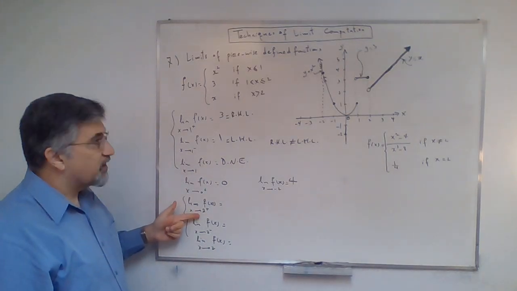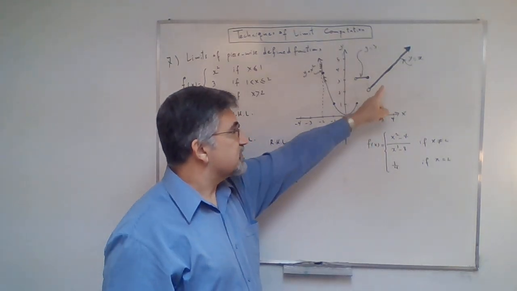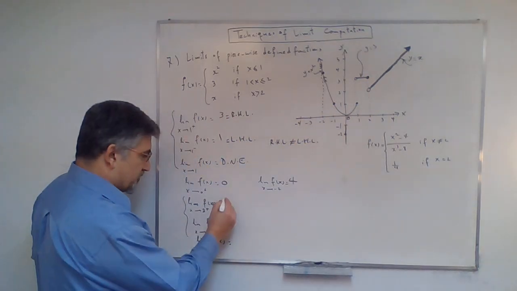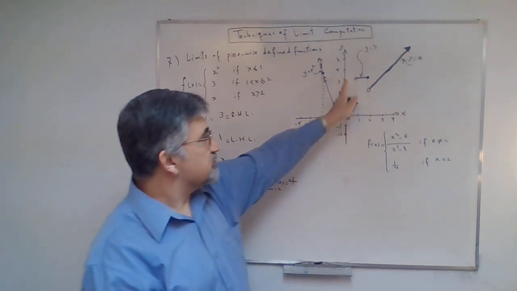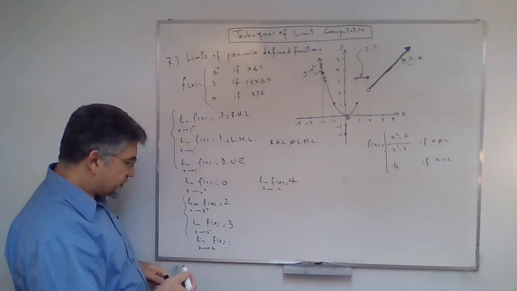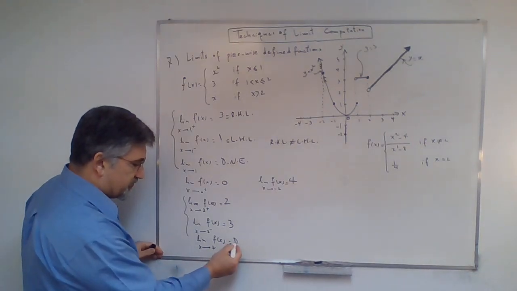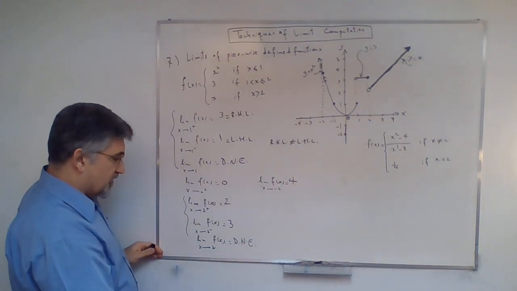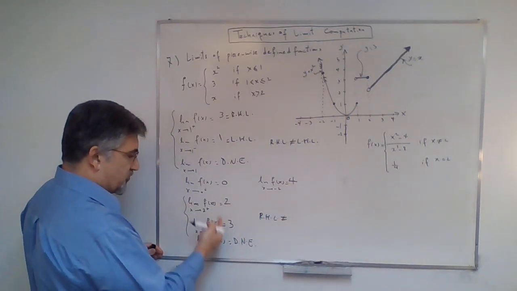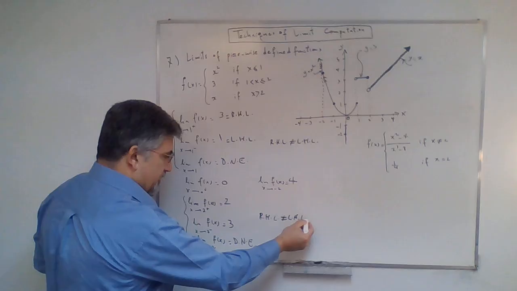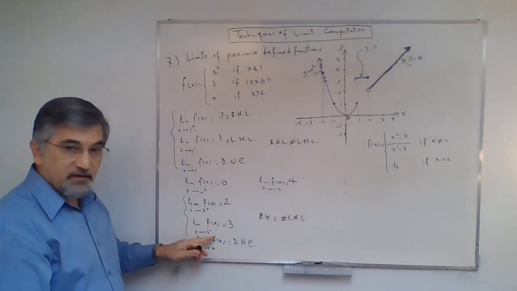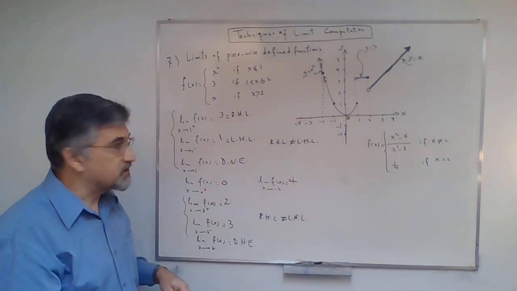x approaches 2 from the right-hand side, so 2 is here. From the right-hand side, the limit of the function would be 2. But on the left-hand side, because we're taking that other function, y equals 3, the limit is actually 3. And in general, the limit, of course, does not exist, for the same reason we said. The right-hand limit is 2, the left-hand limit is 3, and they're not equal. Therefore, the limit does not exist. Limit of f of x when x approaches 2 doesn't exist.